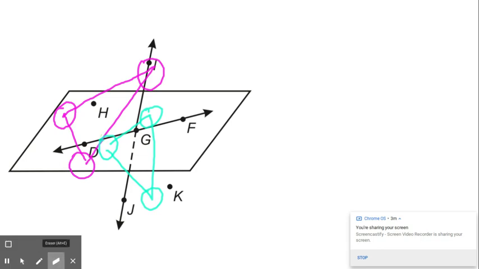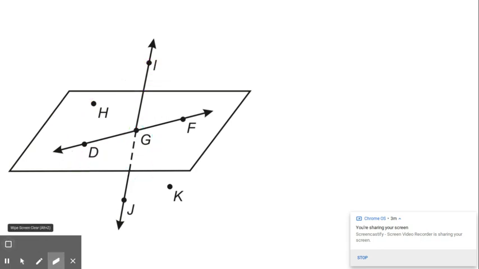Let's take a look at this next one. All right, same idea. Let's say I asked you for 4 coplanar points. Well, 4 coplanar points inside this plane, we'd have H, D, G, and F. But if you tried to bring in a 5th one, that would not work because I, J, and K are not on the same plane with those. Same thing goes with a 5th or 6th one, whatever.